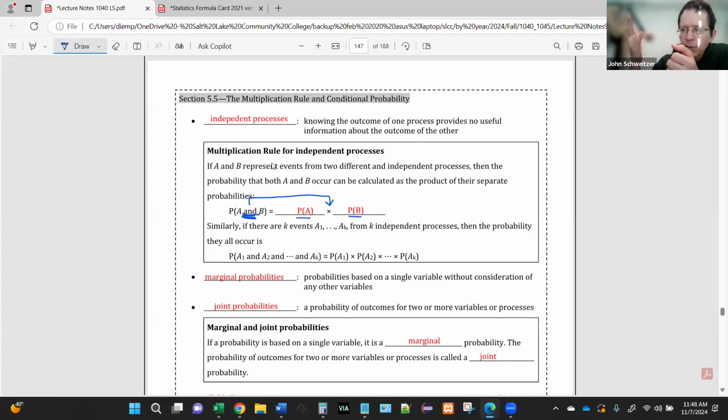If two things are disjoint, then they can't happen at the same time. If one happens, then the other can't happen. So they're actually the exact opposite of independent. We should probably define what independent means. We say that two processes are independent of each other if knowing the outcome of one process provides no useful information about the outcome of the other.